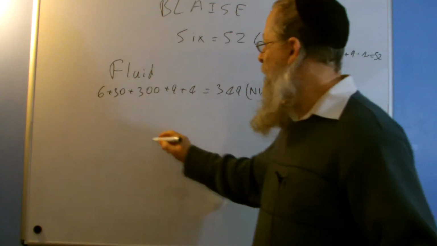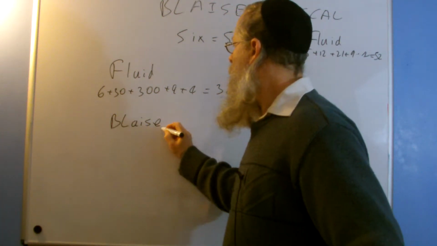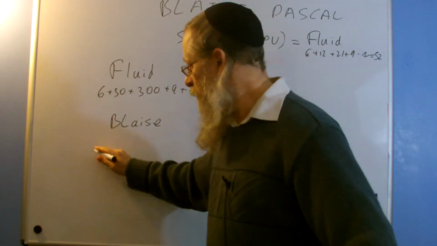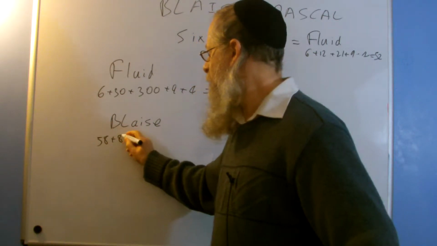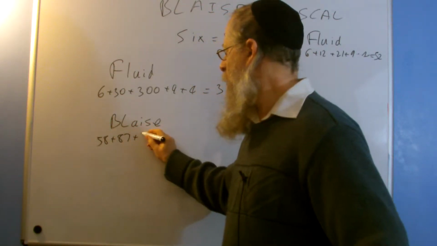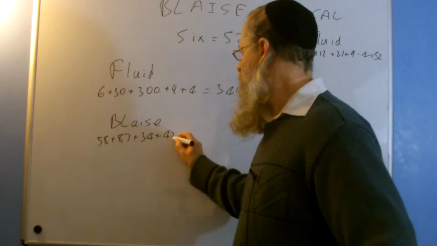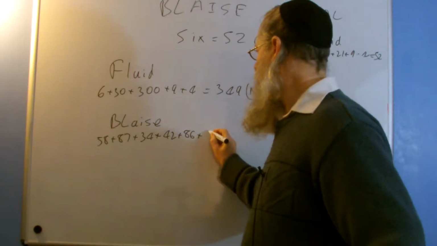And we take Blaise, and we use the large value. B is 2, and 2 is 58. L is 12, and 12 is 87. A is 1, and 1 is 34. I is 9, and 9 is 42. S is 19, 19 is 86. And E is 5, which is 42.